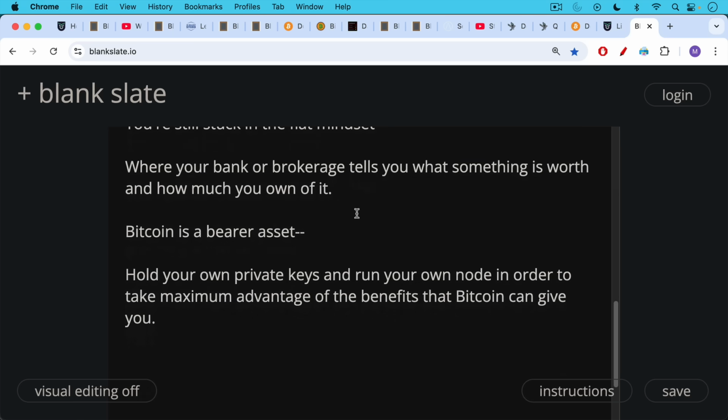And so in order to take full advantage of the benefits that Bitcoin can give you, you should hold your own private keys on a hardware wallet, and you should run your own node in order to take maximum advantage of the self-sovereignty that Bitcoin gives all of us, if we're just willing to do the work to figure these things out. So instead of trading shitcoins, instead of trying to predict where Bitcoin's going next week, you should really focus on becoming a hodler, securing your Bitcoin in self-custody, and running your own node.